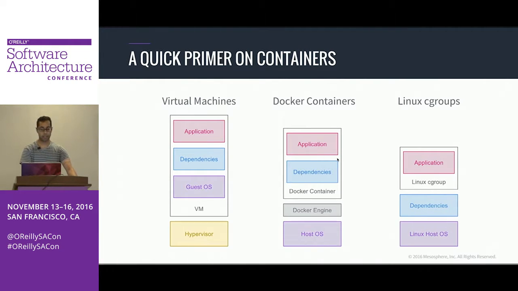So, your canonical unit before with a virtual machine was a virtual machine image. And that image would include a guest operating system, all the dependencies your application needs, and the application. And that's pretty sizable. With containers, we do something similar, except we try and reduce the amount of things we have to ship with the container.